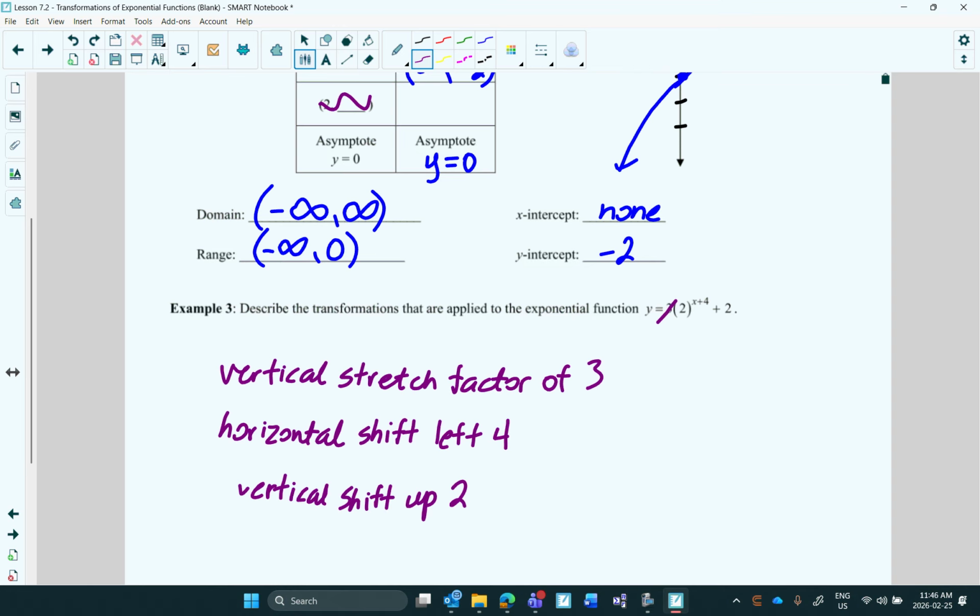So that's it for graphing exponential functions and their transformations. Next, we do solving exponential equations. So that would be something like this. You guys know how to do some of these already. Solve for x. Yeah, because you just know 2 to the third is 8. Okay?